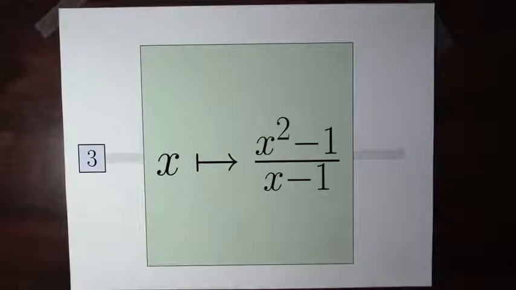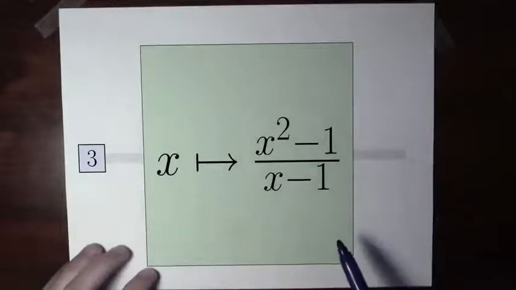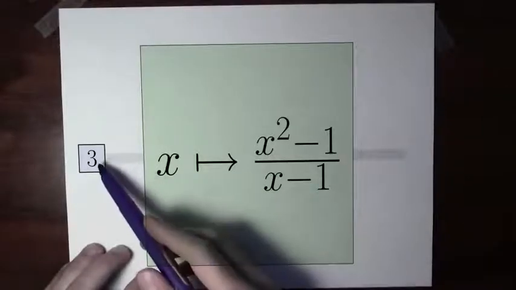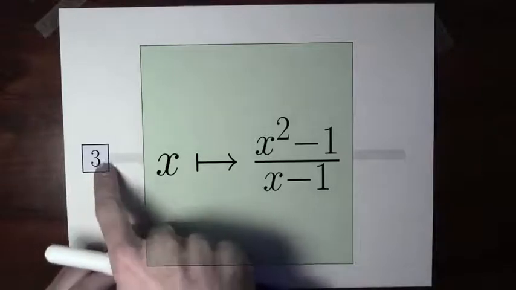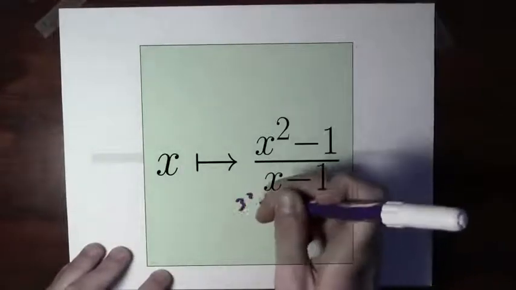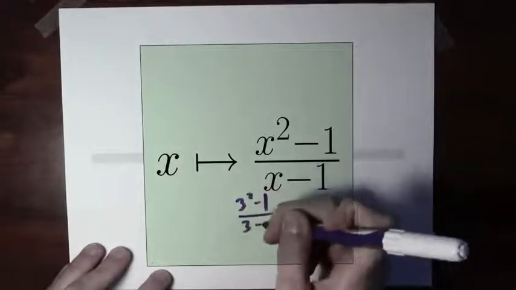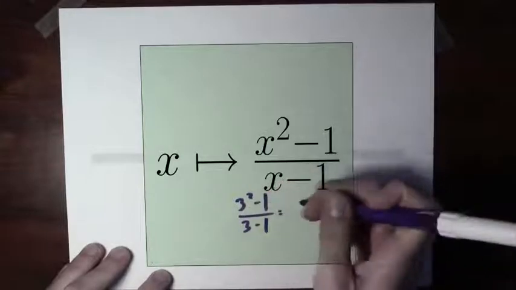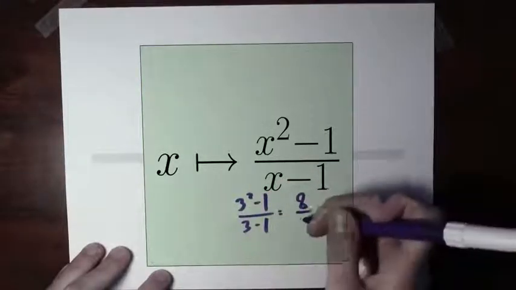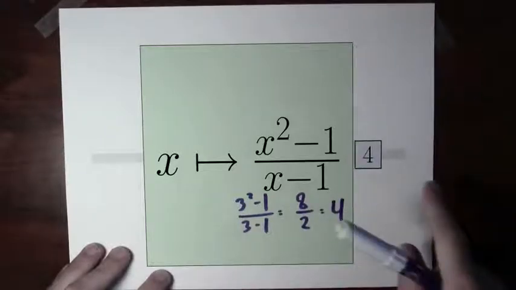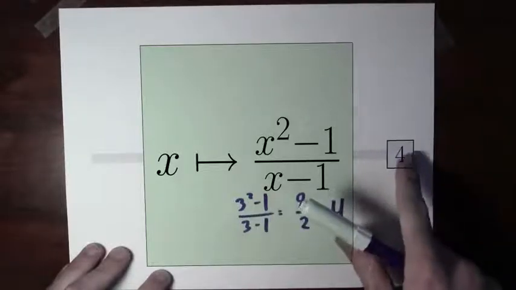So let's take a look at this function. This is the function that takes an input x and spits out x squared minus 1 divided by x minus 1. So let's try plugging the number 3 into this function. I compute 3 squared minus 1 over 3 minus 1. Well, 3 squared is 9, minus 1 is 8, 3 minus 1 is 2, and 8 over 2 is 4, and sure enough, out of this function comes the number 4.